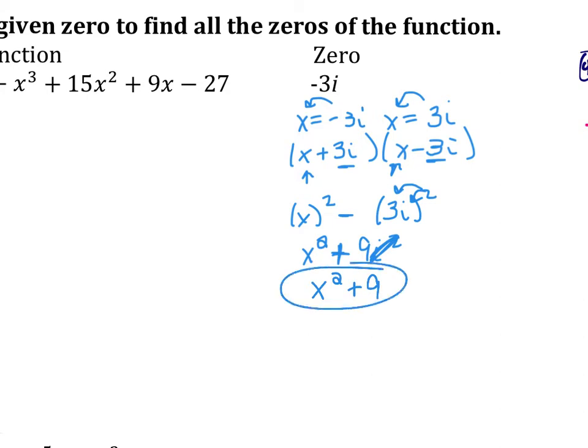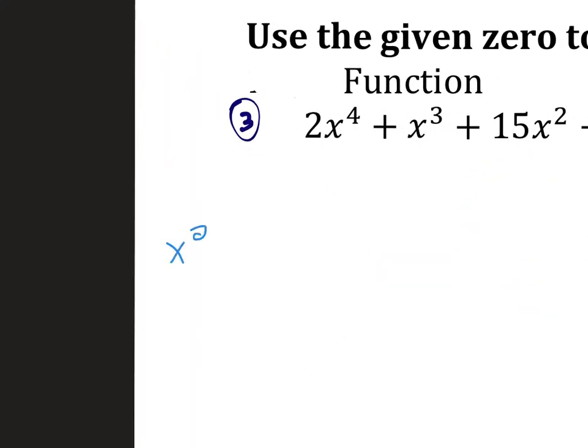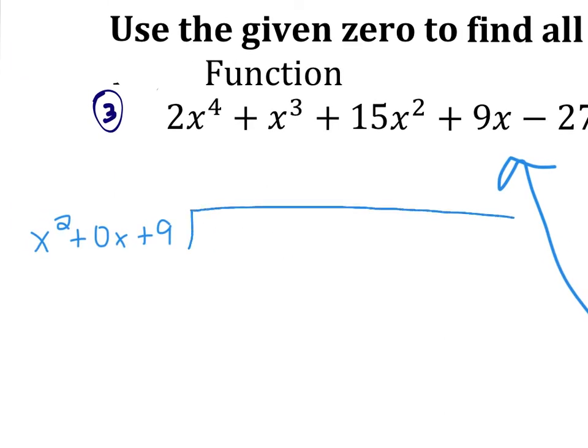So now we take this and we divide it into that. We use long division. So I'm going to say x squared. I'm going to use 0x as a placeholder so I don't make any silly mistakes. And then I put 2x to the 4th plus x to the 3rd plus 15x squared plus 9x minus 27 all underneath. Now we're going to do our long division.